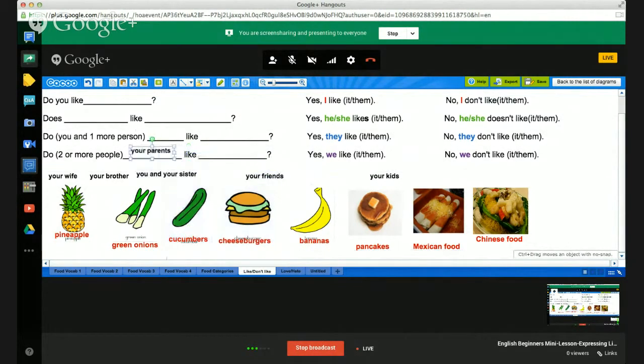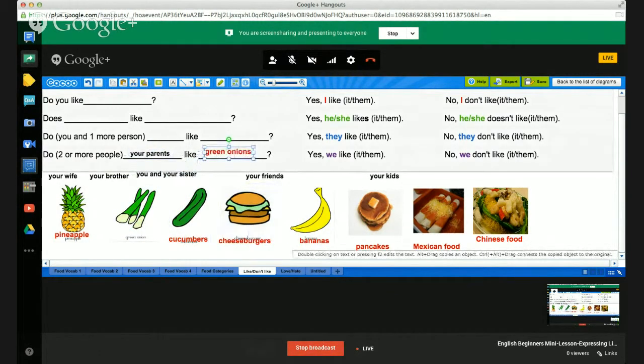So I might say, do your parents like, what have we not done? I'm gonna put green onions in there. Do your parents like green onions? Remember, we need to go diagonal because I have those switched. So we're gonna be using the pronoun they. So we can answer either yes, they like them, or no, they don't like them, okay? So let me ask you, do your parents like green onions? Think about that question and answer.